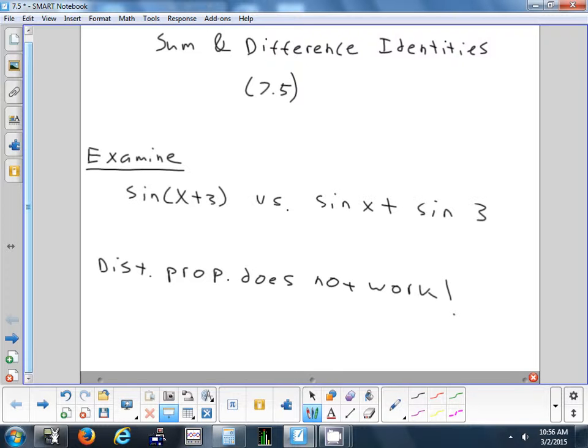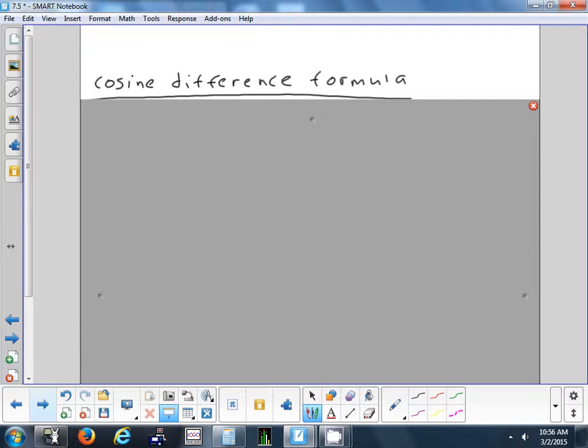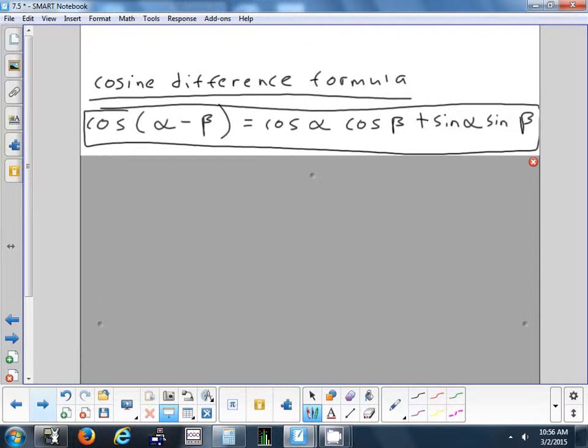We're going to start out with 4 basic formulas. This is called the sine of a sum. We're going to look at sine of a difference. We're going to do cosine of a sum and cosine of a difference. The tangent ones, I'll write them down, but we're not going to do a lot with them. Let's start out with the cosine of a difference.